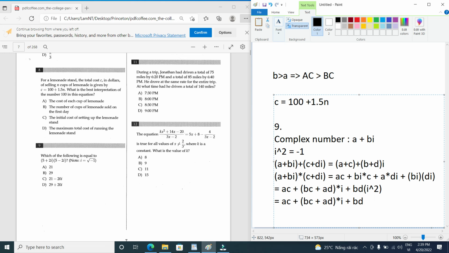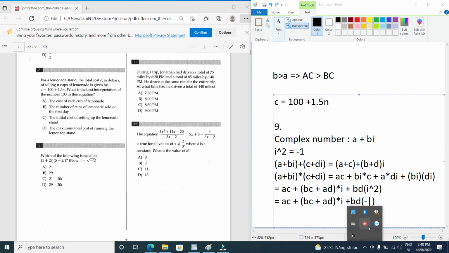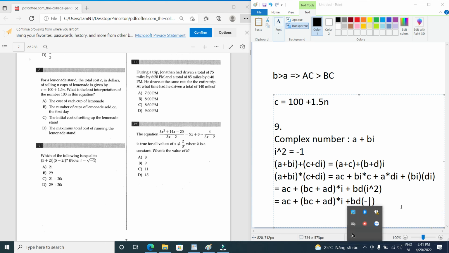Oh, sorry. There is something wrong with my computer. Just wait a moment, man. As you can see here, we can replace i squared with -1.